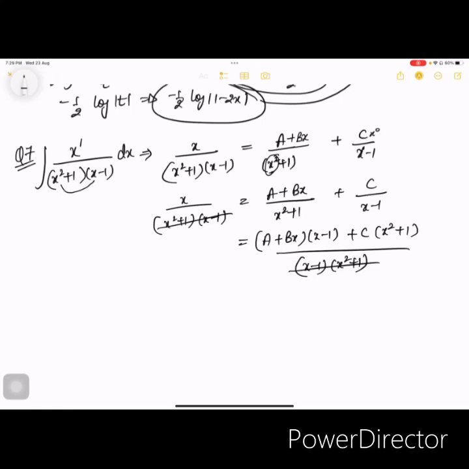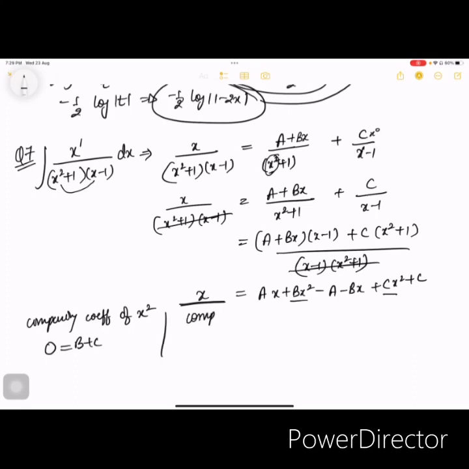Now we will find the values of A, B and C by comparing the coefficients. Firstly, opening the bracket of the right hand side: Ax plus Bx square minus A minus Bx plus Cx square plus C. On the left hand side we have only x. Comparing the coefficient of x square: on the left hand side there is no term of x square, so it is 0. On the right hand side it is B plus C.